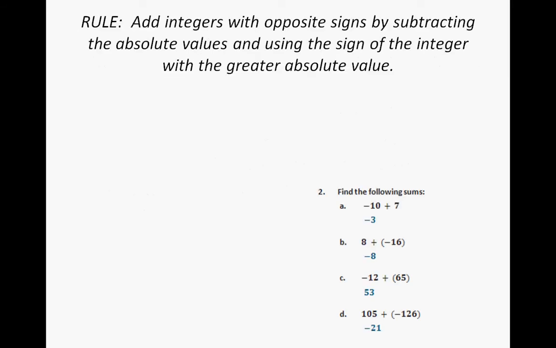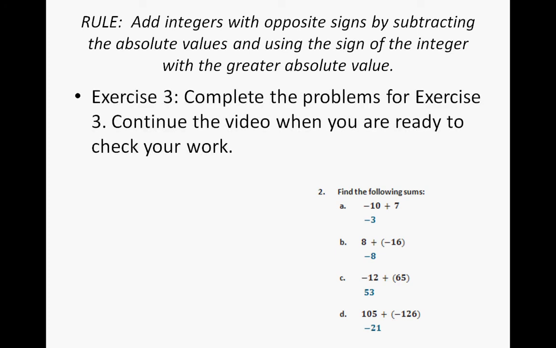All right, so the rule for adding integers with opposite signs is to subtract the absolute values and use the sign of the integer with the greater absolute value. So exercise 3, complete the problems for exercise 3. Continue the video when you are ready to check your work. And you already have the answers for part 2, finding the following sums. But once you're done with both of them, you can continue the video.